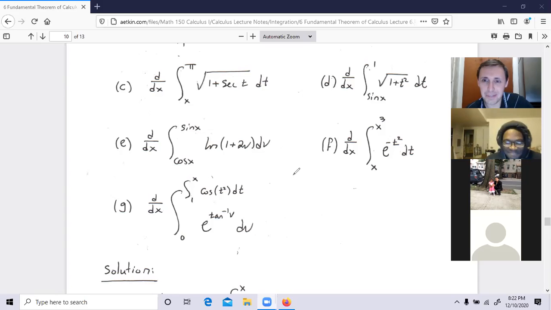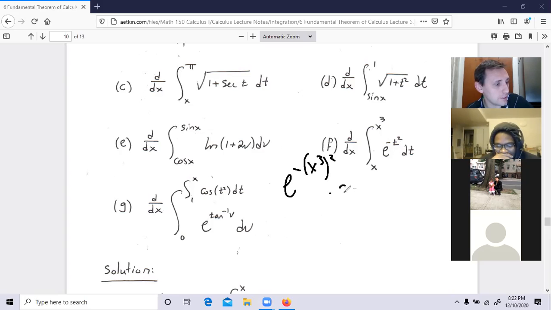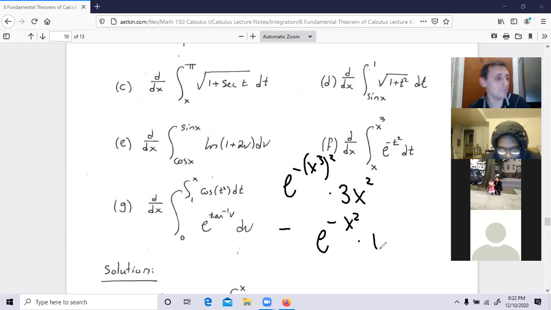Right, James, right? So here what we do, plug in x cubed. So it's e to the minus x cubed squared multiplied by the derivative of x cubed, which is 3x squared, minus the same thing with minus x squared times the derivative of x, which is 1. So that's the answer, right?